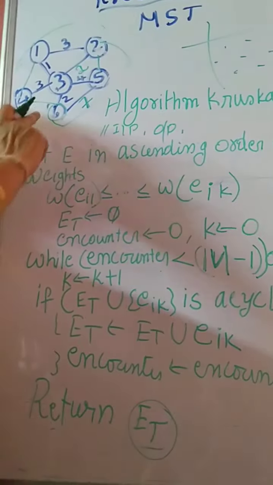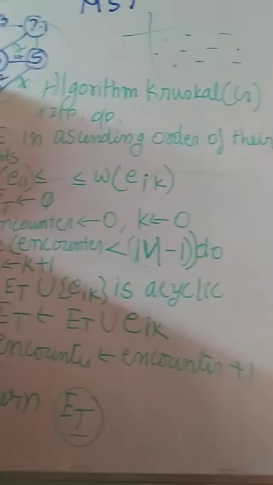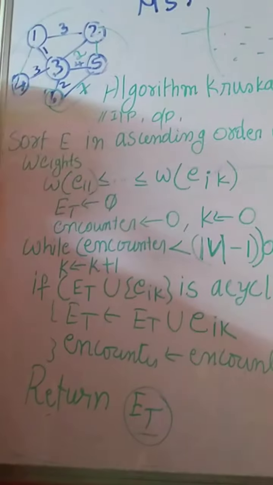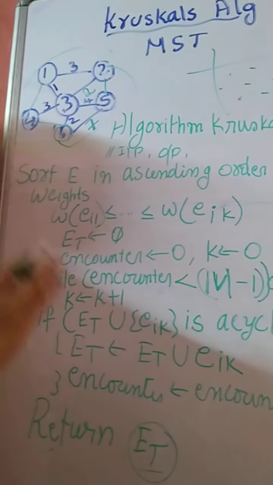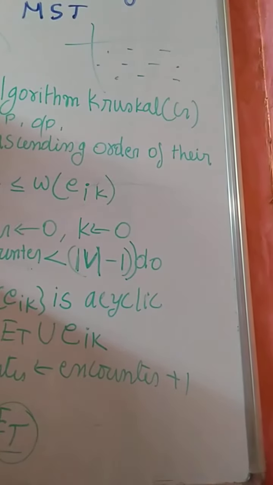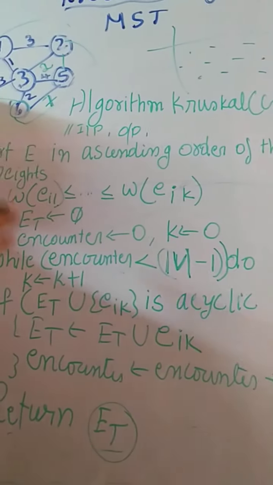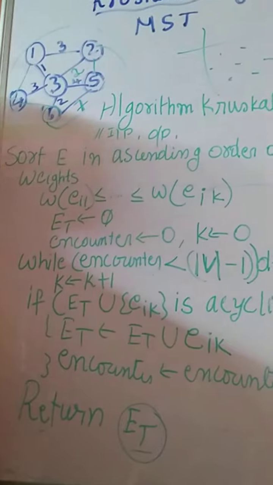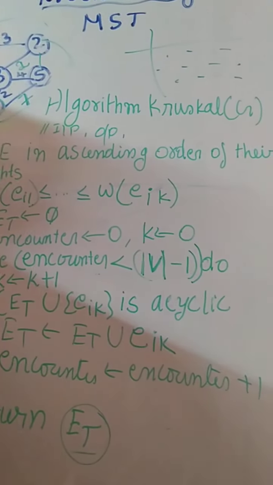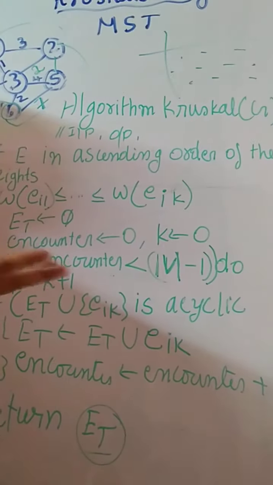So whenever the number of edges is more, when you have a dense graph, Prim's is better compared to Kruskal's algorithm. When your graph is sparse, meaning only a few edges are there, then you can go for Kruskal's compared to Prim's algorithm.